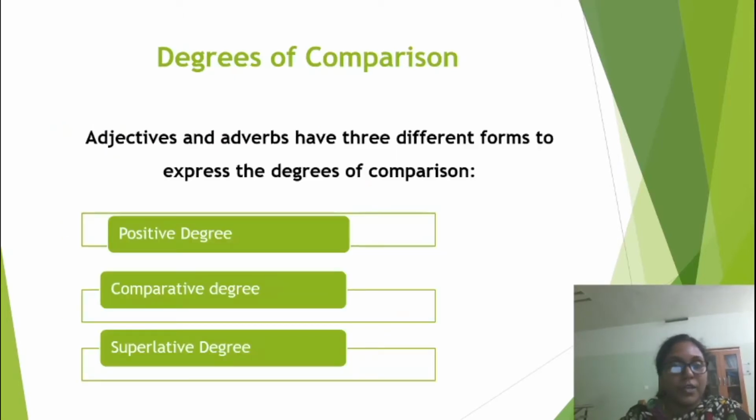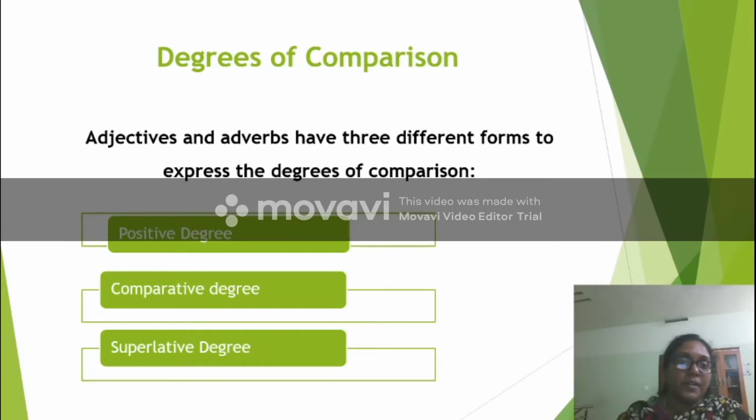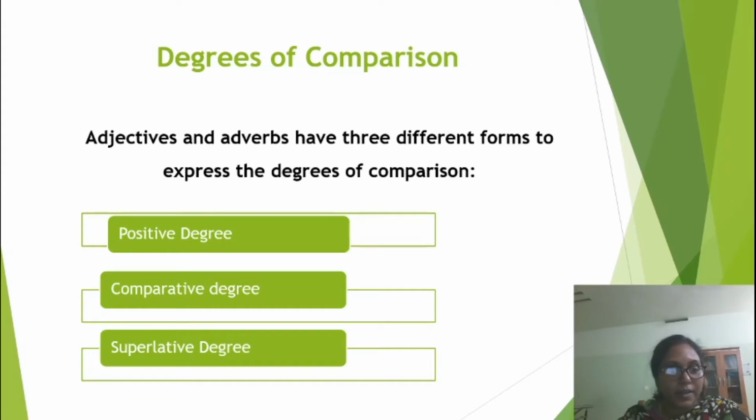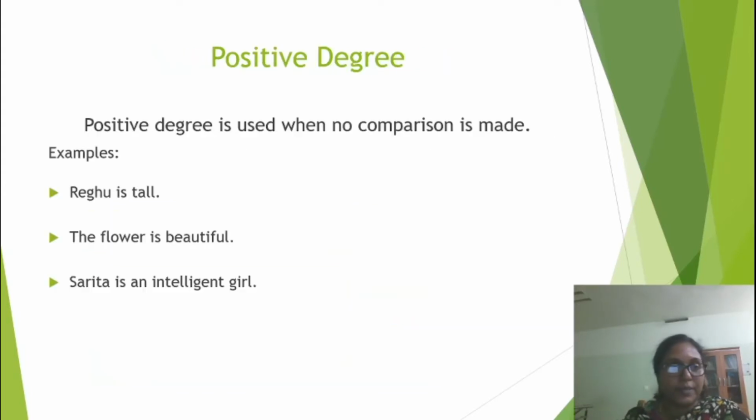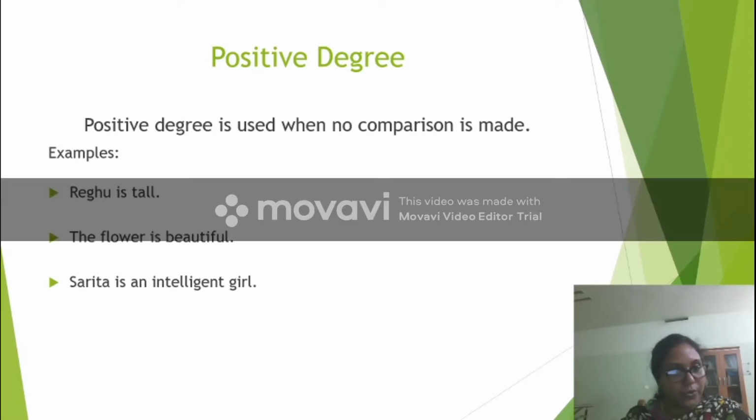So, today we will learn about the degrees of comparison, and in order to express the degrees of comparison we use adjectives and adverbs. There are three degrees of comparison in English: positive degree, comparative degree and superlative degree. Positive degree is used when no comparison is made. Rekhu is tall, the flower is beautiful, Sarita is an intelligent girl. All these are examples of positive degree.